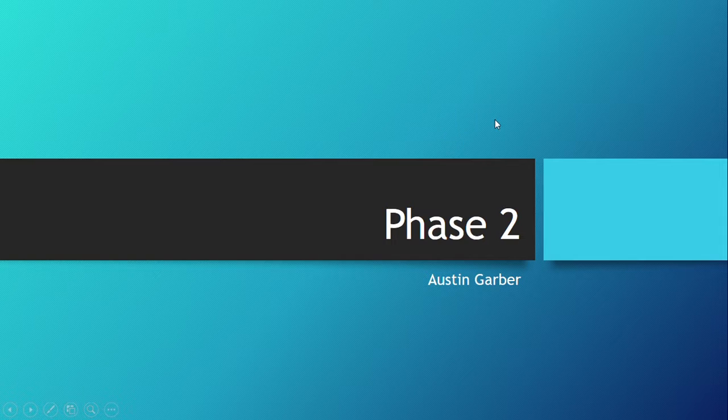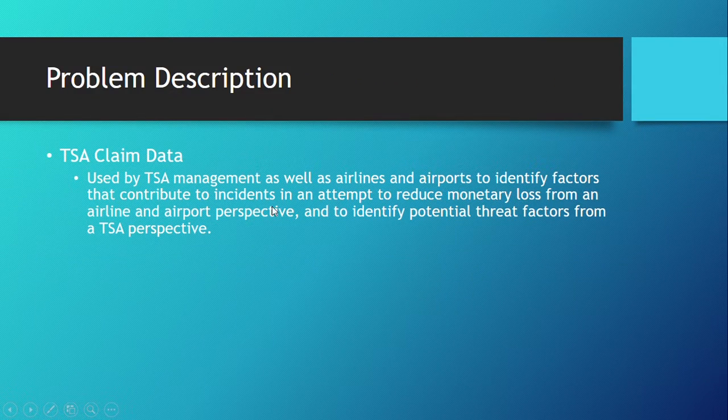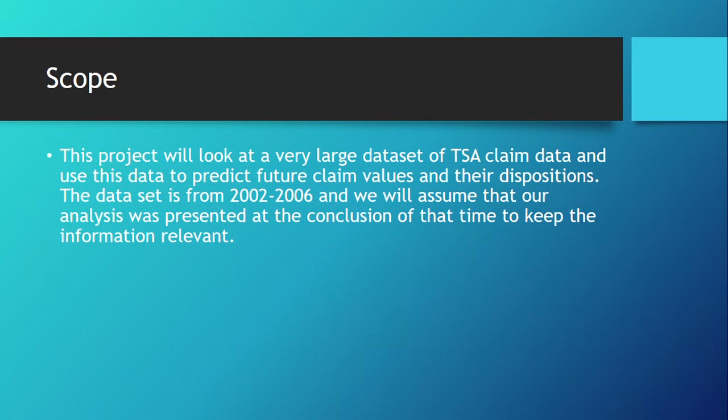Okay, so on to phase 2 of the project, where we actually start talking about the specific data that I used and how I used it and what it was used for. So my problem description: I gathered TSA claim data, which you hope will be used by the TSA management as well as airlines and airports to identify factors that contribute to incidents in an attempt to reduce monetary loss from an airline and an airport perspective, and to identify potential threat factors from a TSA perspective. I'll go a little more in depth and that'll make more sense in a minute.